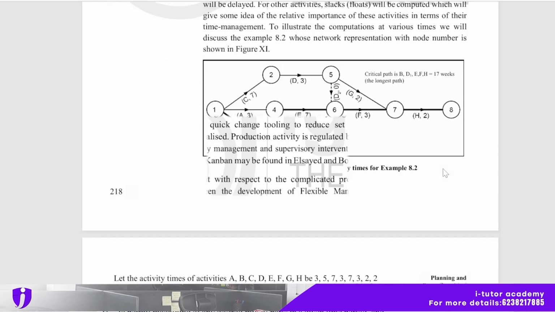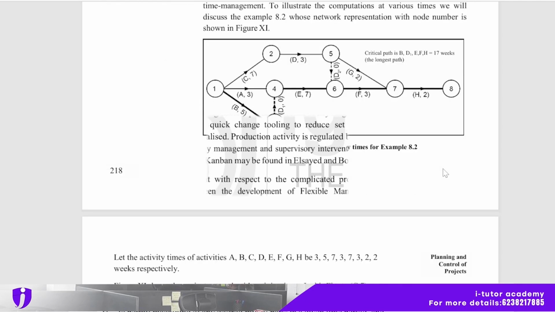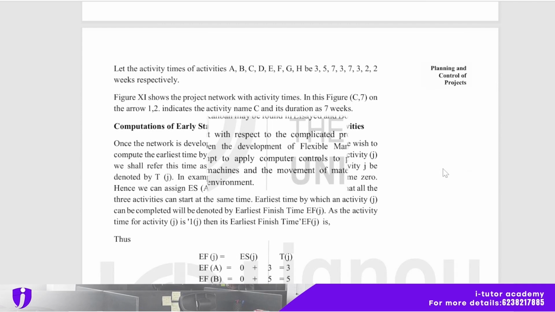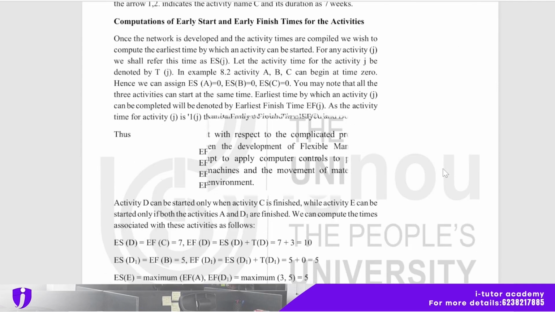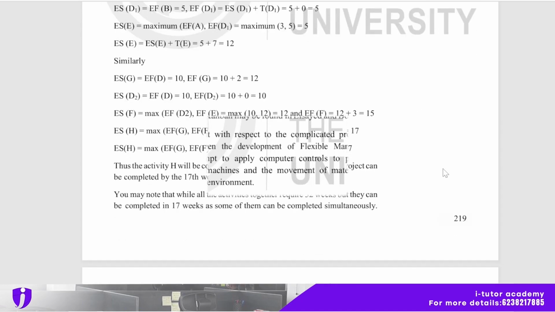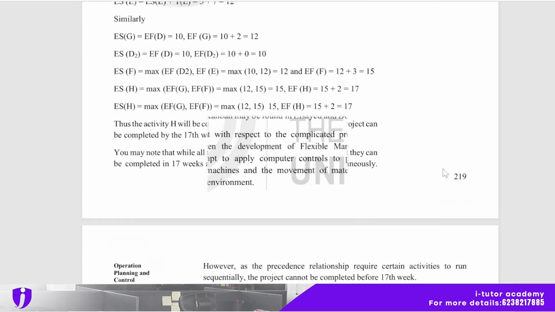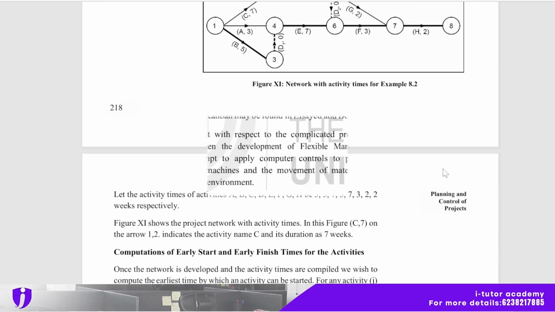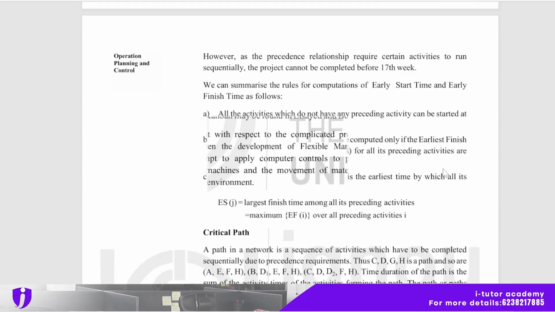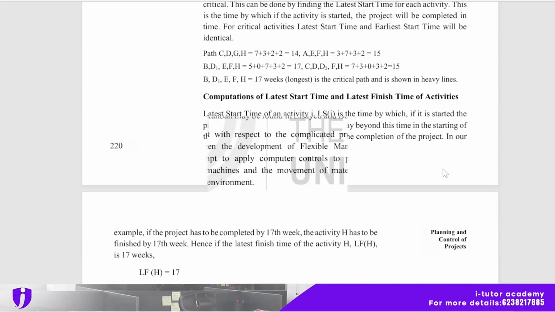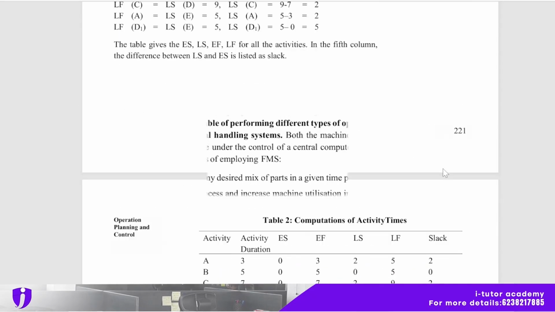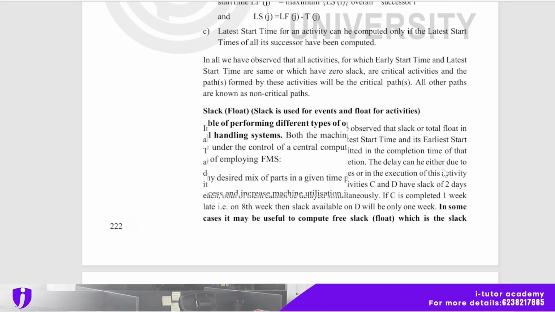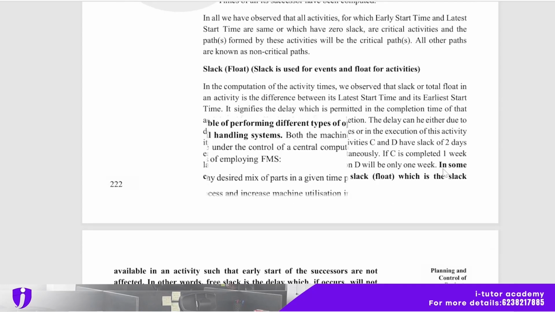Okay, so here is a figure, the network with activity times for example 8.2, and based on that, the computation of early start and early finish times for the activities. So please refer, this is based on the equation explained below, what is the critical path method. Please go through this in your IGNOU study material MMPC 009, where everything is explained in this section. And the computation of activity times is here, based on the table, and slack is used for events and float for activities.